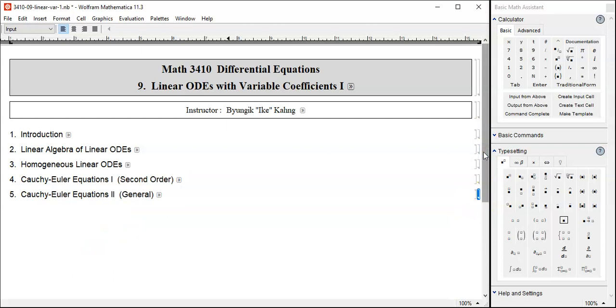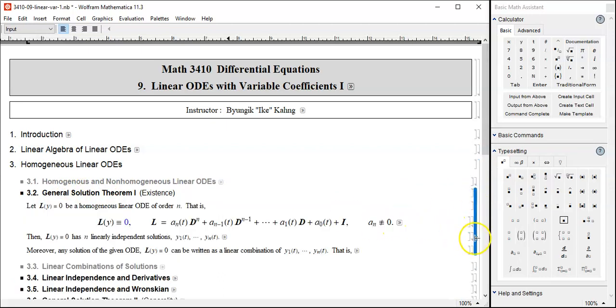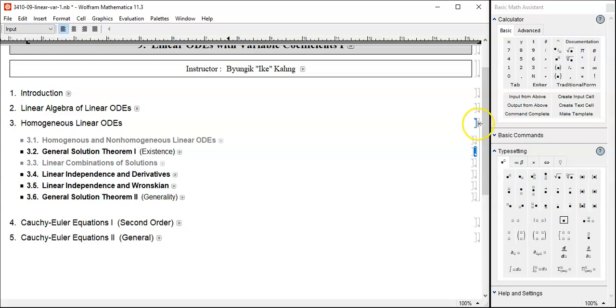Okay, we are done with Cauchy-Euler equations, second order and also higher order as well. What we didn't do yet is the general solution theorem. We did prove the first half of it: linearly independent solutions y1 through yn exist. But once you find those, then those are the general solutions. The linear combination yields a general solution. That's something we didn't prove yet, and we are going to do that in an optional video. It goes really deep.